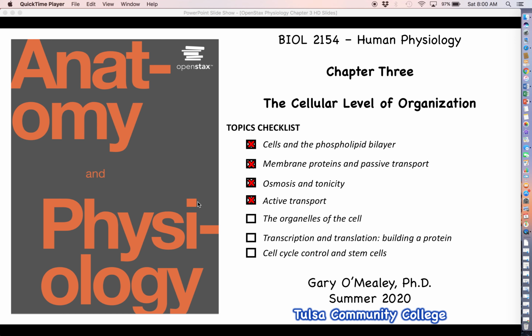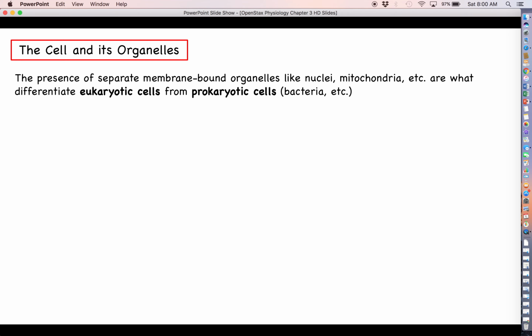So next on the agenda, we are going to start talking about some of the structures that you find inside of a eukaryotic cell, namely the organelles. So let's get after it here.